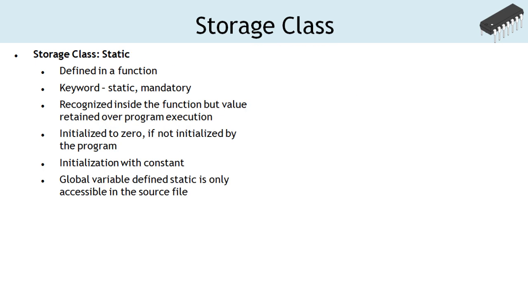Static variables defined within a function have the same scope as that of automatic variables. However, the static variables retain their values throughout the program execution. Thus, if program execution has exited a function and re-entered later, the former value of the static variable defined in the function is retained.